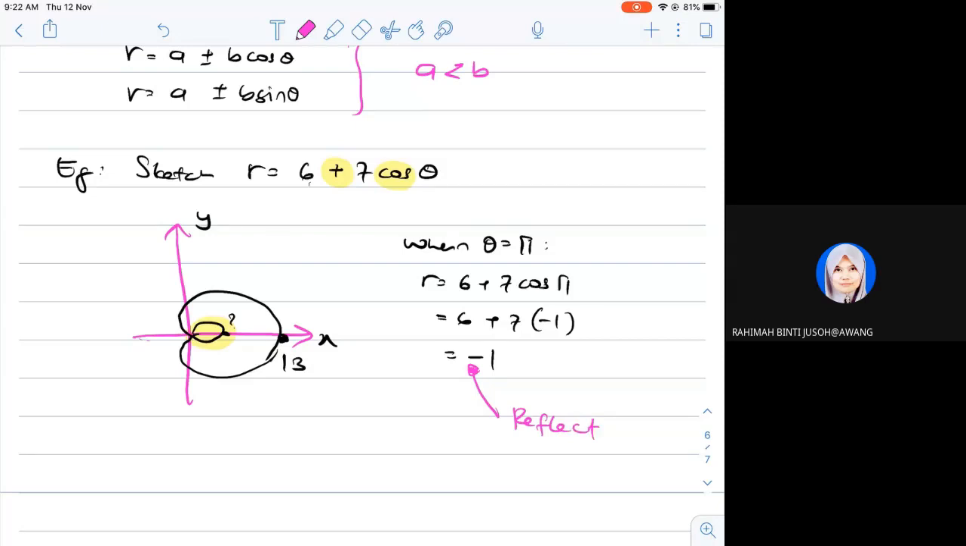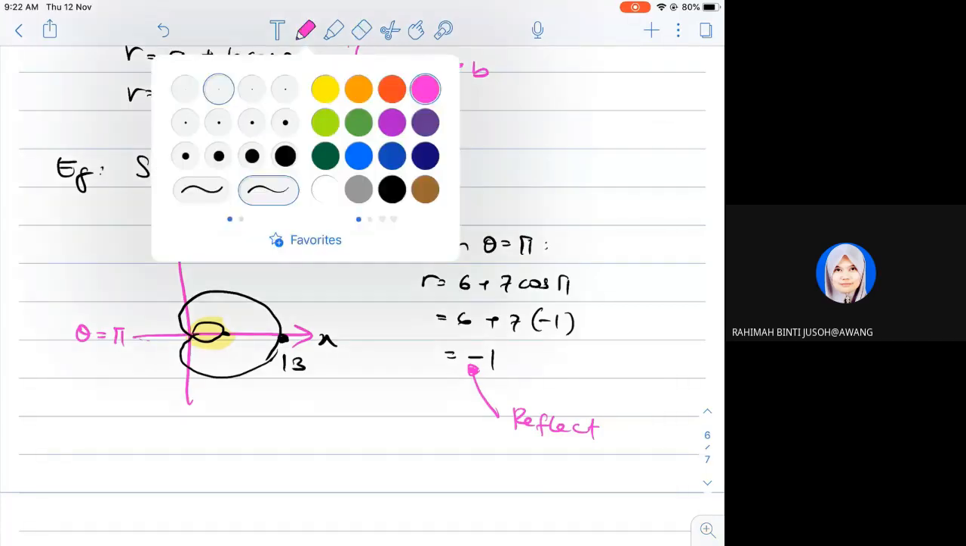Negative. We should reflect. Yes, we should reflect. That's why instead of having the coordinate here at theta equals to pi, we need to reflect inside this. Reflect to the positive axis. So that's why we have inner loop for this type of equation. Okay, if you have a less than b, a and b not the same value, and a less than b, you should have inner loop. So the value here should be 1. Okay, that's it. The value here should be positive 1.